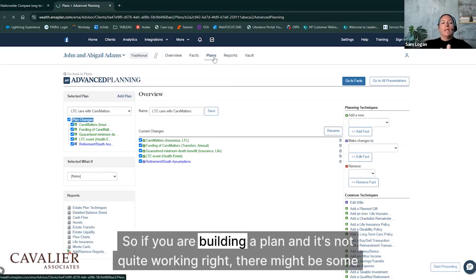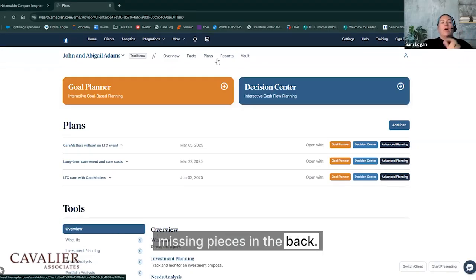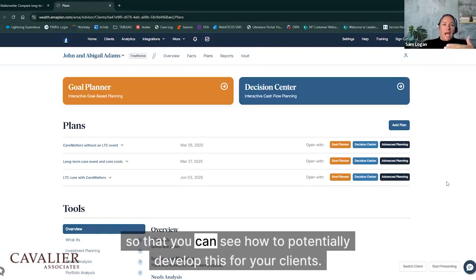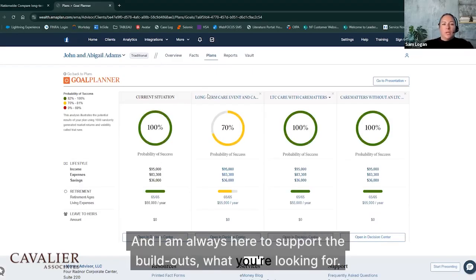So if you are building a plan and it's not quite working right, there might be some missing pieces in the back. So go ahead and lean on me, lean on David. We'll get you through this so that you can see how to potentially develop this for your clients. And I am always here to support the build-outs, what you're looking for.